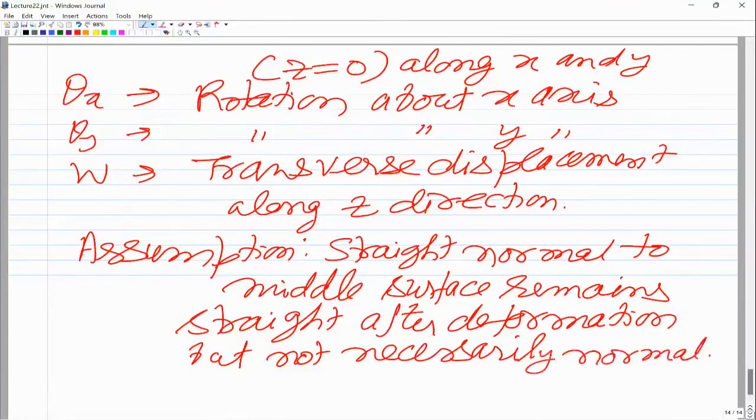So basically in classical plate theory, you assume that it remains straight and normal. Here we are assuming that it remains straight but not necessarily normal. So I think this is where I want to stop. If you want to ask some questions, you can ask. We will continue, of course, in the next class with the rest of the development of this plate bending element.